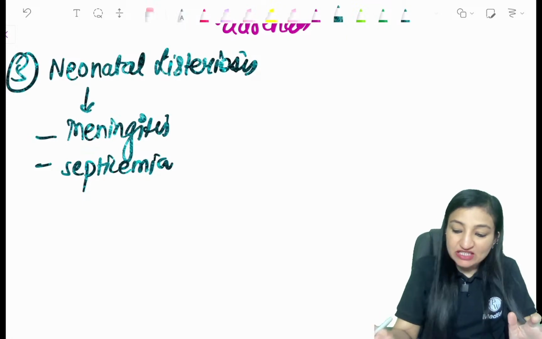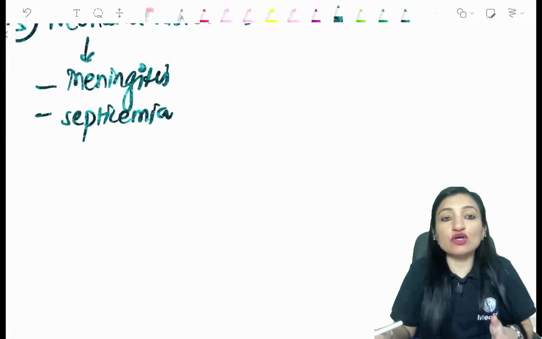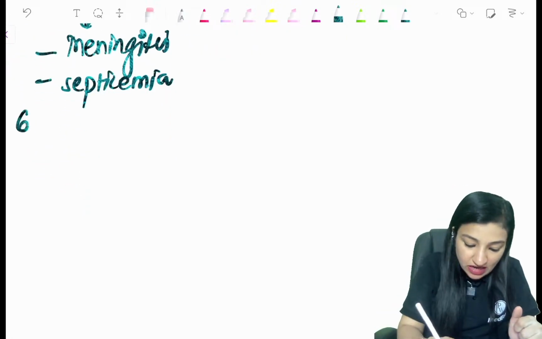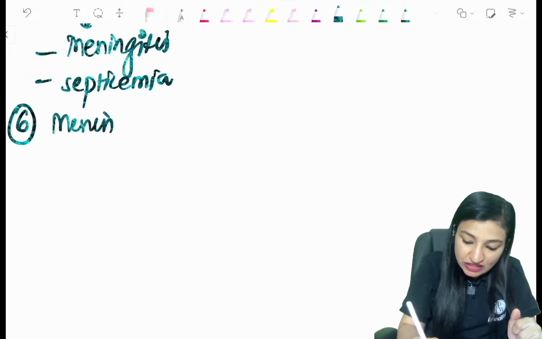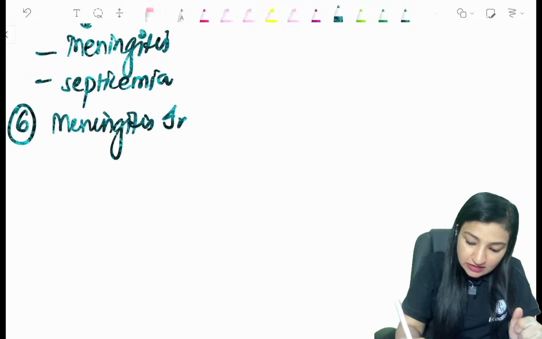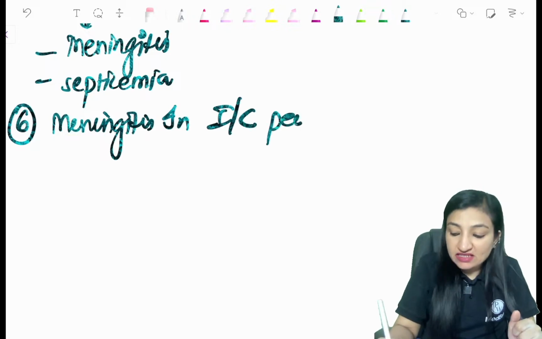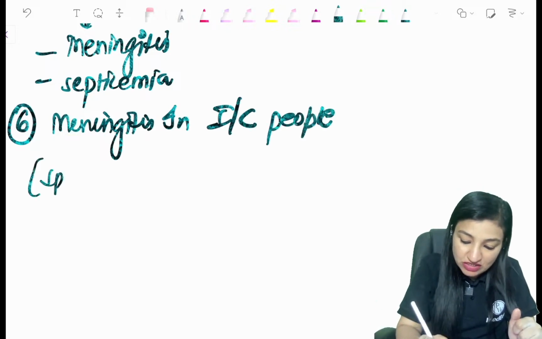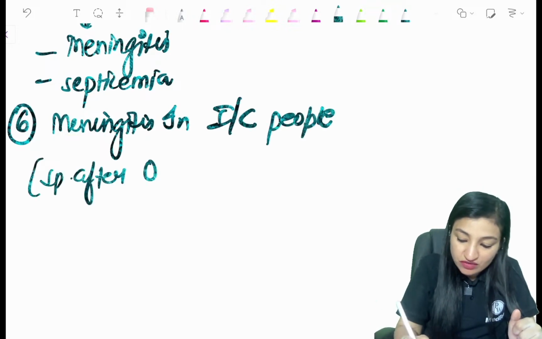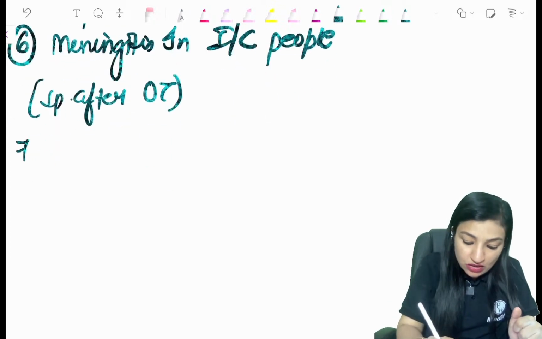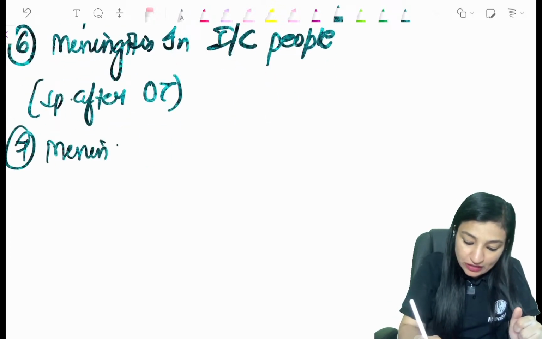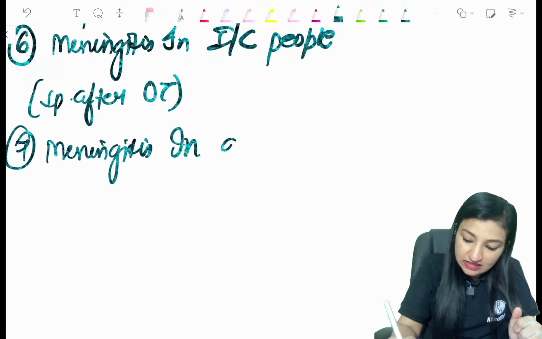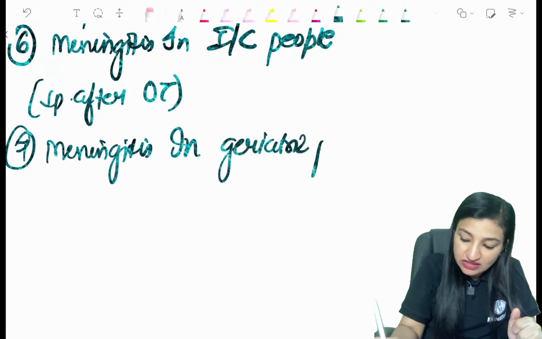Okay, so it causes meningitis in neonates. It's an important cause of neonatal meningitis. उसके अलावा it also causes meningitis in I/C people, that is immunocompromised people, especially after organ transplantation. Then it also causes meningitis in geriatric population.